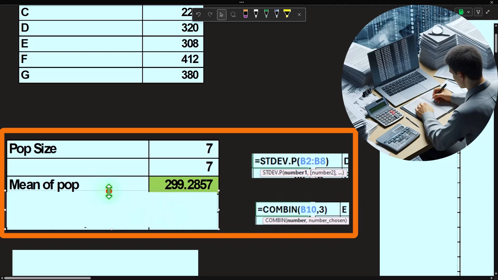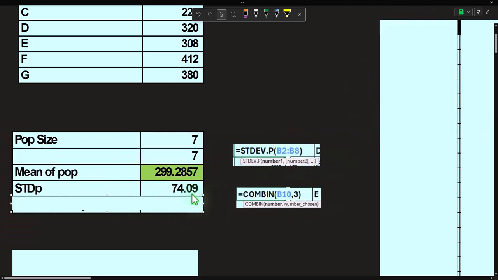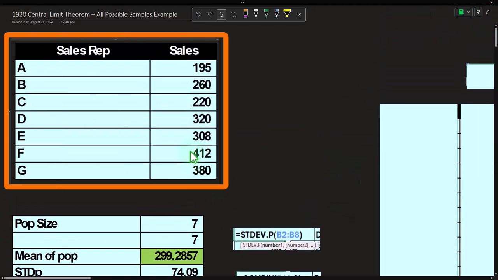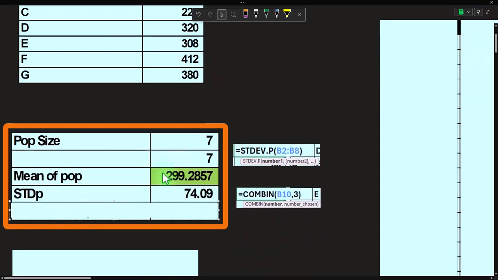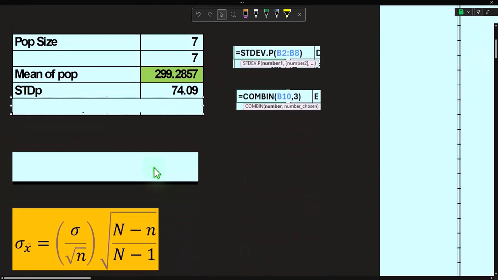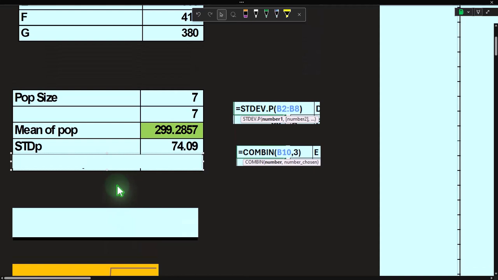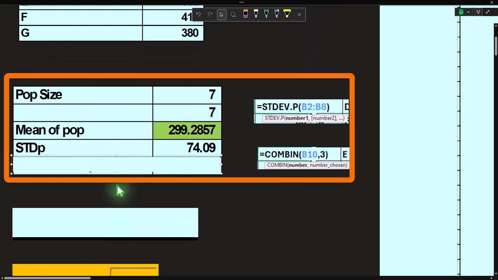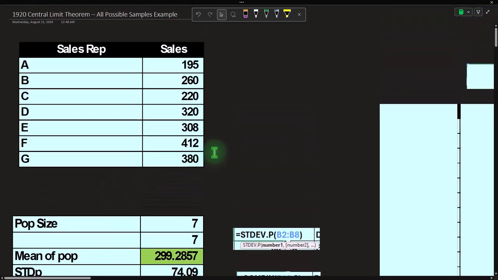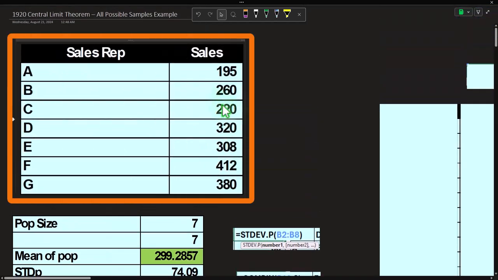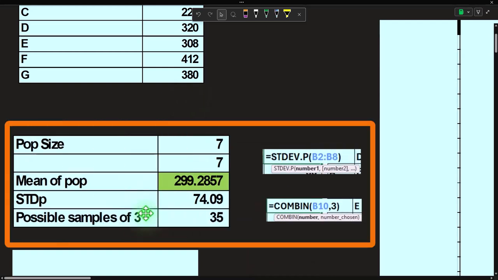And then we have the standard deviation. This is the entire population, so we're using the standard deviation of P, the population, in order to get that. That measures the spread. But remember that that spread is not necessarily bell-shaped. That gives us the spread of the population, which is different than what the formula over here is going to give us, which is the standard deviation in essence as though we had all combinations of sample size, in our case a sample size of 3 from the population of 7. And then we have the possible samples of 3.